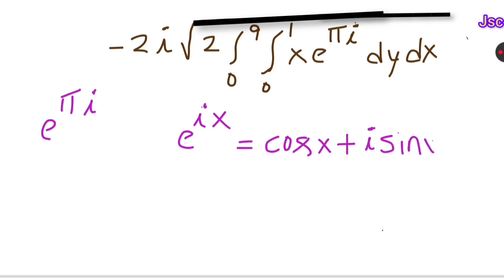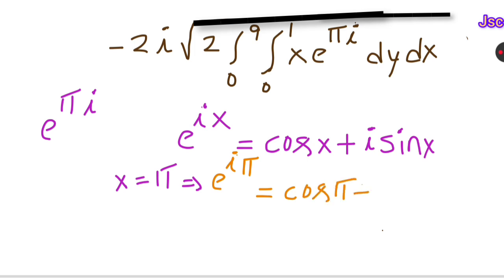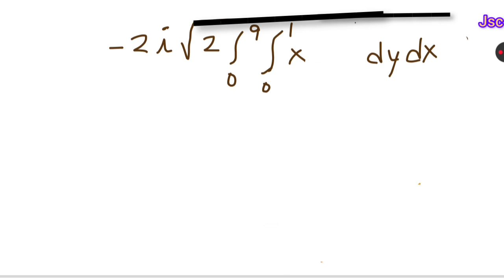So if you substitute x as pi, then e raised to the power of i times pi is equal to cos of pi plus i times sin of pi. And we know that the value of cos pi is minus 1, and also we know that the value of sin pi is 0. So the value of e raised to the power of pi i is minus 1. By Euler's formula we found that this value is minus 1. Now x times minus 1 gives minus x. I am going to write minus here.